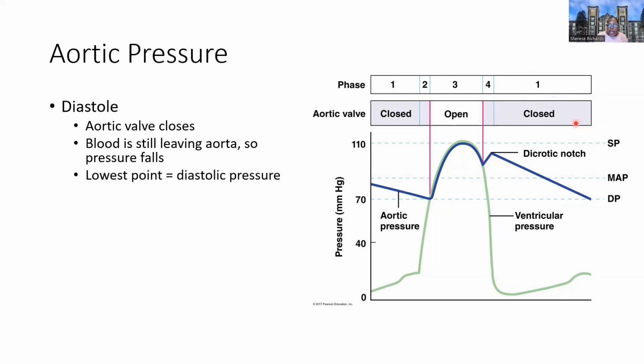Okay. If we think about what's happening in the aorta during diastole, however, the aortic valves are going to be closed. So when the ventricle is filling, the semilunar valves are closed. And this would be consistent with the start of phase one. Okay, the aortic valve is closed. The blood is still leaving the aorta, so it's still moving away, so the pressure is going to begin to fall here. And at the lowest point of that pressure, that is called diastolic pressure.